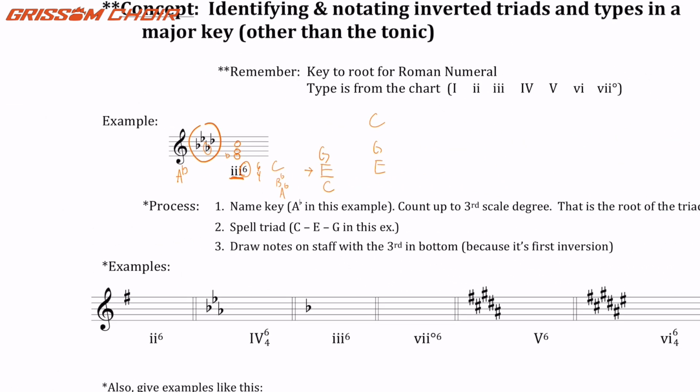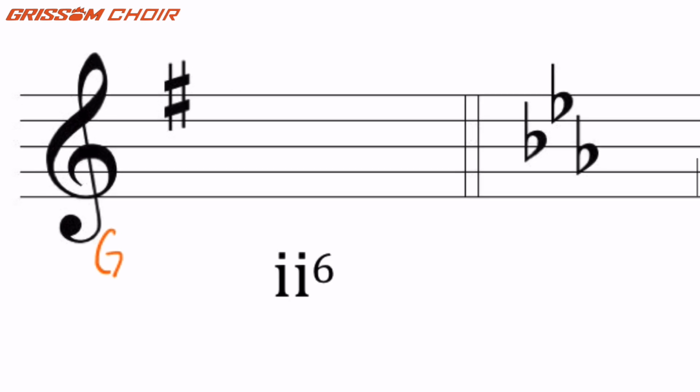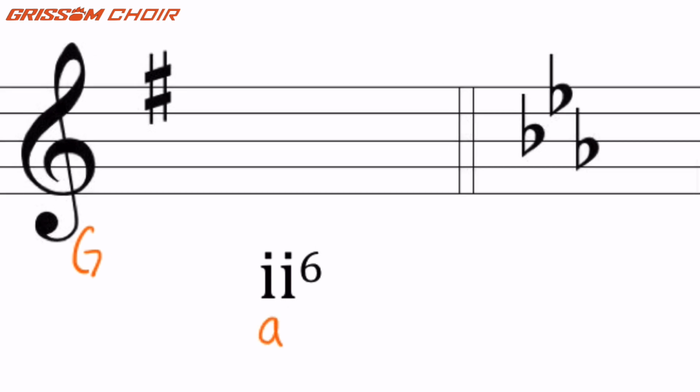Let's use these same concepts and do these first 2 examples together. Looking at this first example, we look at the key signature. 1 sharp tells us that we are in the key of G major. Now we look at the Roman numeral. The Roman numeral is 2. So we count G as 1, and we go up 1 in the staff or forward 1 in the alphabet. We would go A, B, C, D, E, F, G, and then start over on A. So this 2nd scale degree in G major would be A.